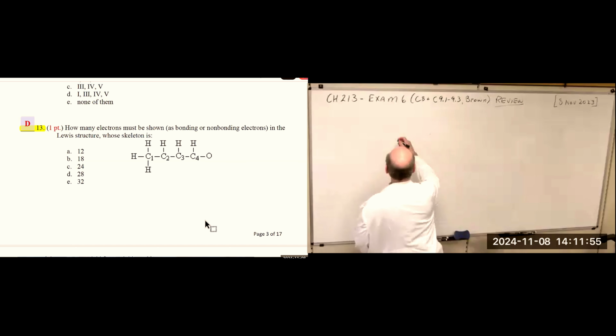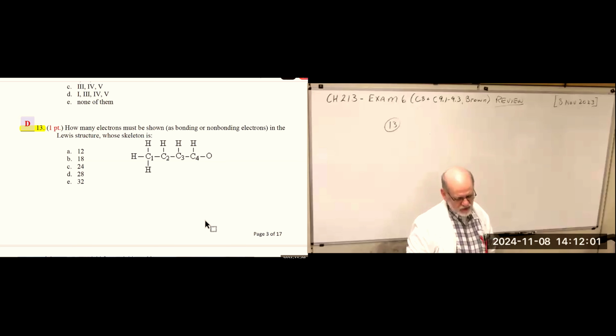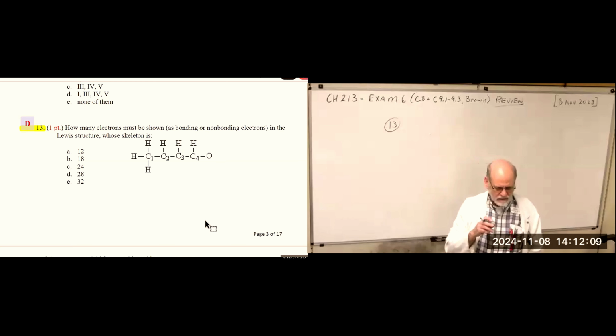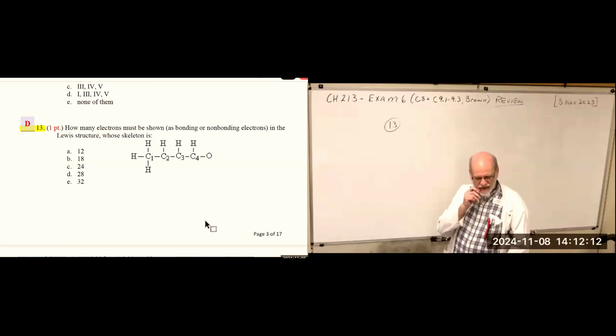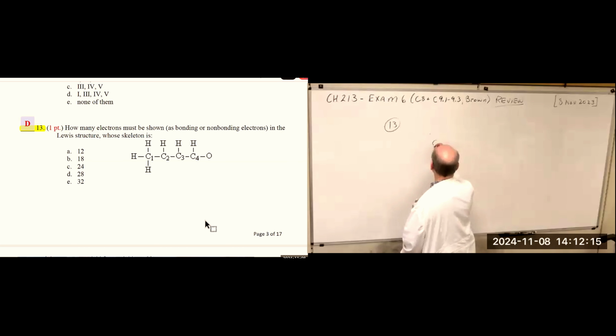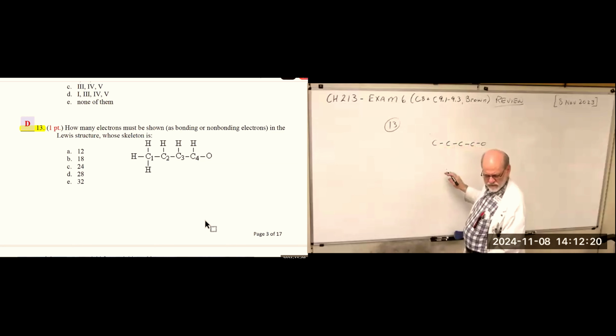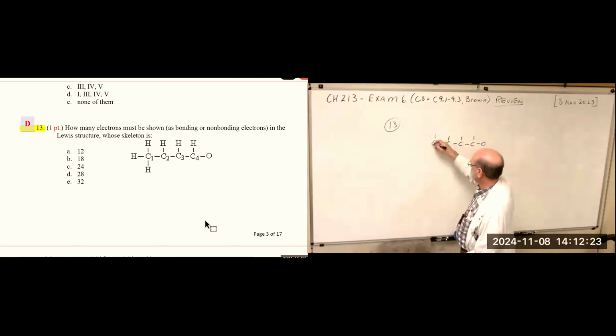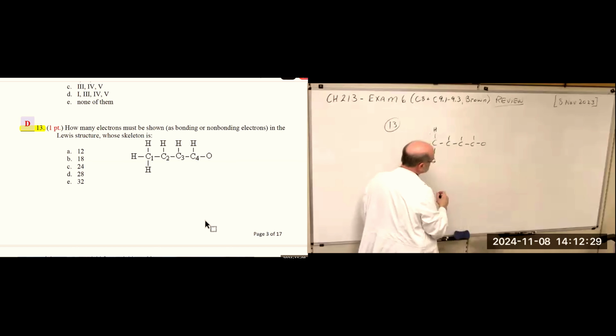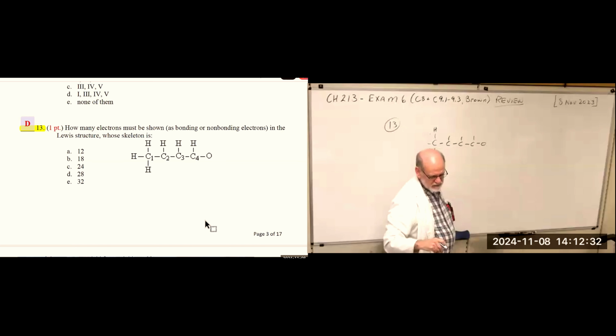Okay, 13. How many electrons must be shown as bonding or non-bonding in the Lewis structure whose skeleton is this? We've got 4 carbons and an oxygen, and then these 3 have hydrogens, and then we have 3 on the end. Those are hydrogens.